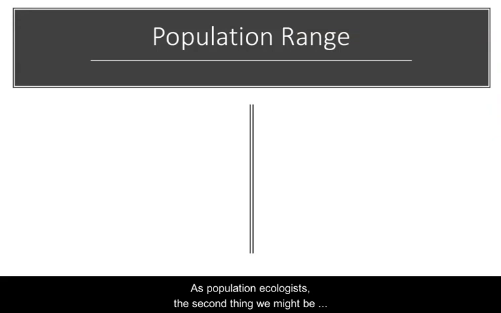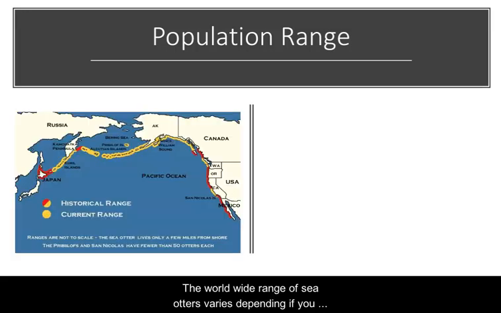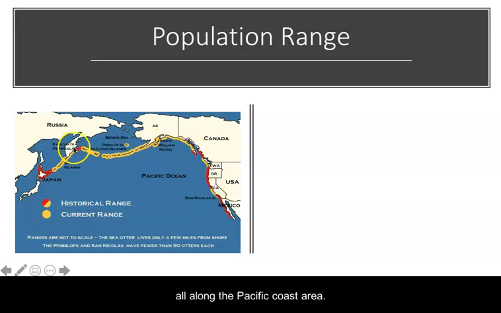So as population ecologists, the second thing we might be interested in is population range. The worldwide range of sea otters varies depending if you are considering historical range or current range. From this map on the left, you see that their historical range included large parts of coastal areas of Japan, Canada, the United States, and Mexico. And that historical range, where they are no longer occurring, is shown in red all along this Pacific coast area.